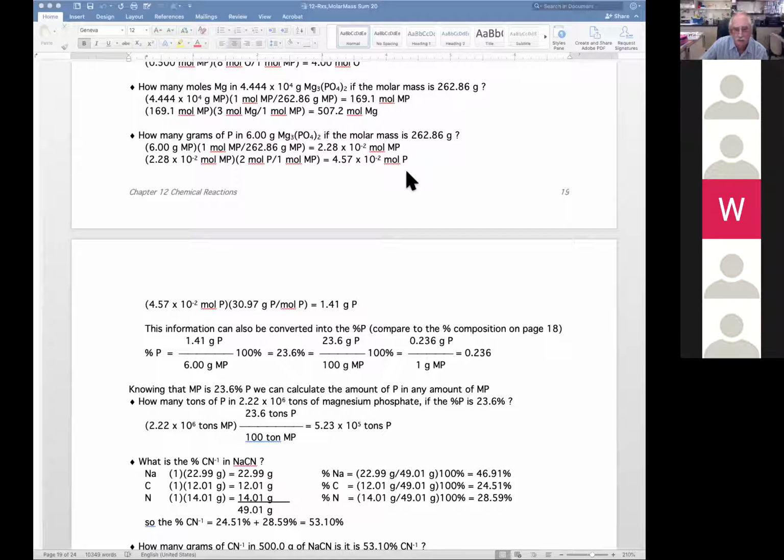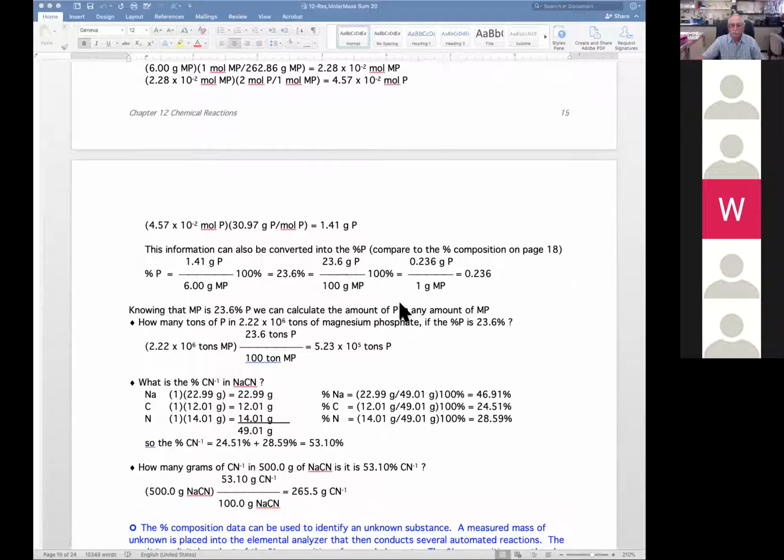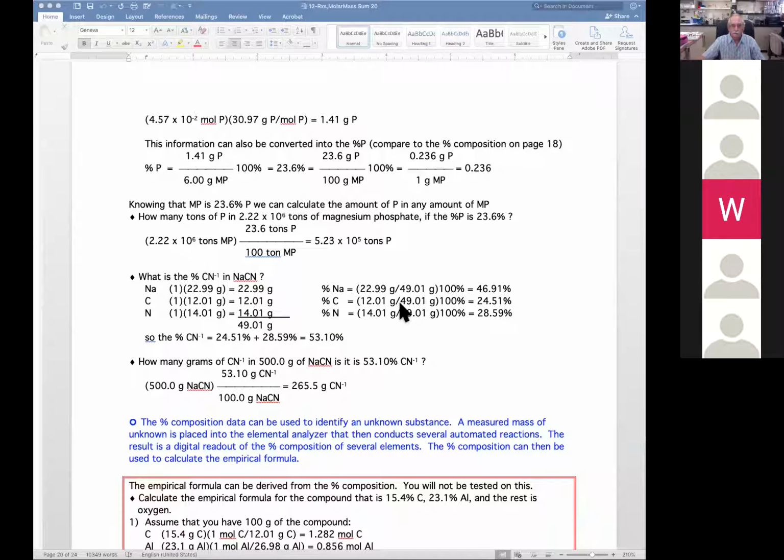Now what did they want again? Oh, grams. So I easily know how to get moles of phosphorus into grams. I just go to the periodic table. So that's how I got that. So I had to do 1, 2, 3 conversions to get to that final answer. Make sense? See how it works?